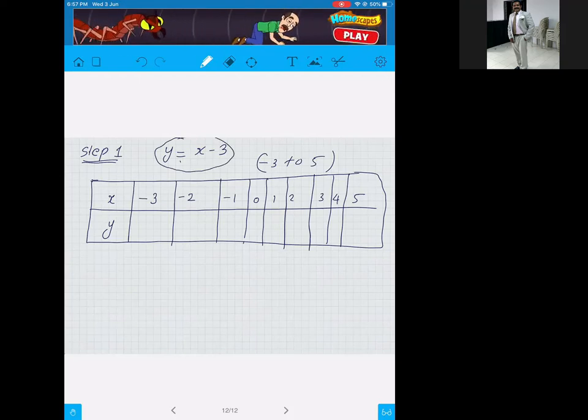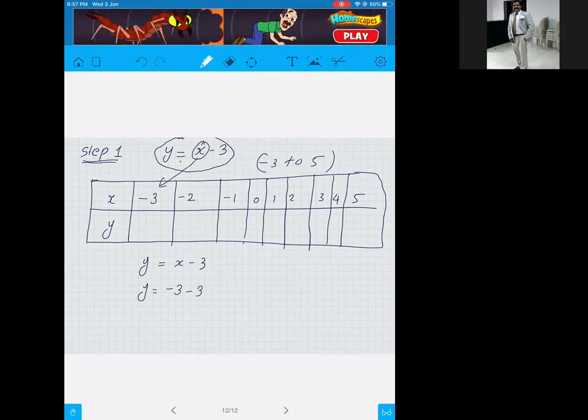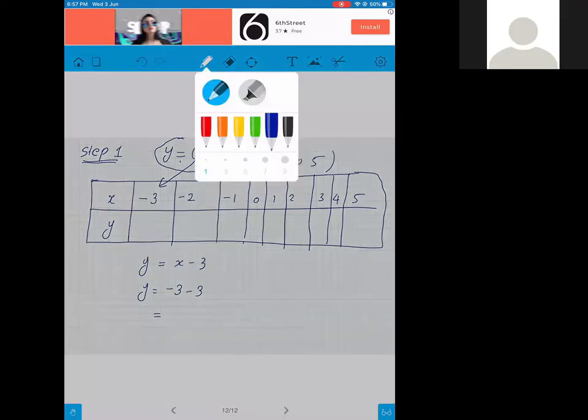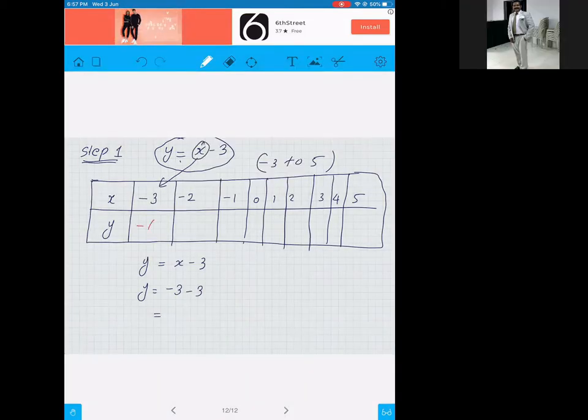So already we know the value of x. So using that x value, we are finding the corresponding y value. So what is the equation for y? y equals x minus 3. So you plug in the value. When x is equal to -3, what will be the y value? -3 minus 3. So instead of x, we substitute -3. So -3 minus 3 is what? -6. Yeah, that is -6.